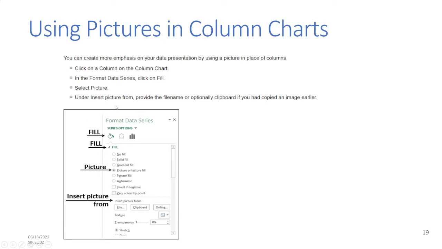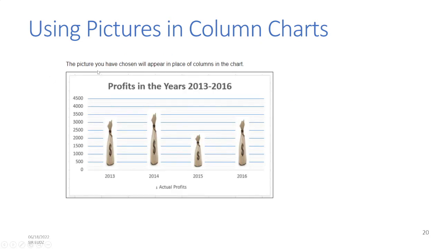Under insert picture, provide the file name or optionally clipboard if you had copied an image earlier. So we can provide the file name or clipboard if we have copied an image earlier. The picture you have chosen will appear in place of columns in the chart. So just like in this example.